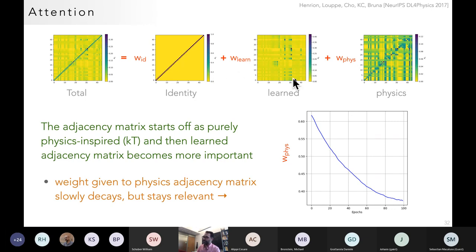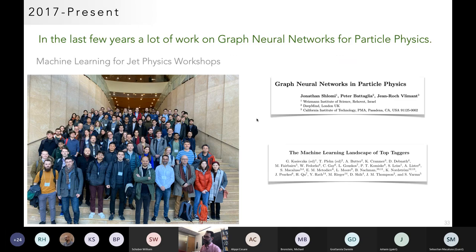This is interesting because it's like saying, can I learn some improvement over the physics algorithm, this residual? And you saw that as you train, the importance of the physics component, which started off large, decayed. And of course, there's some degeneracy between the two and things like that. But it points in a direction of how you could start to learn physics in some interesting way. That was the early work that we did with graph neural networks.